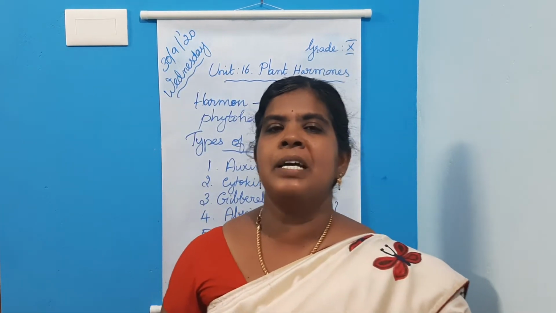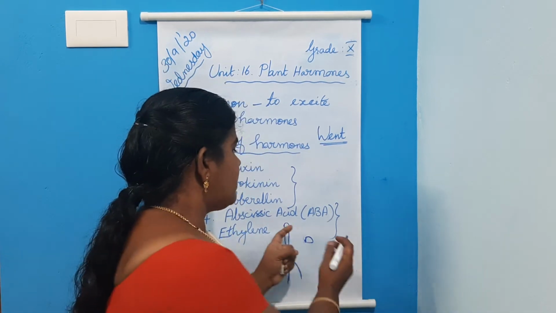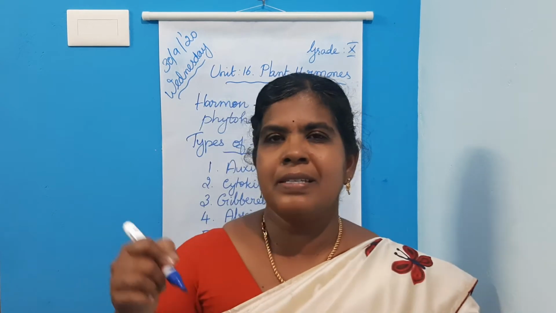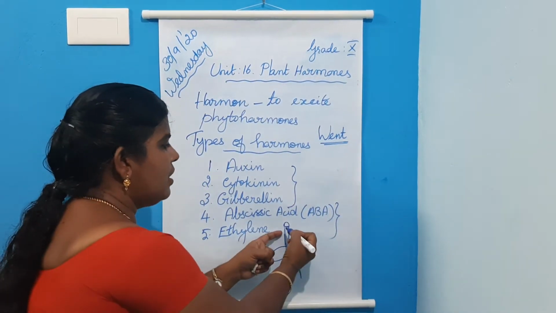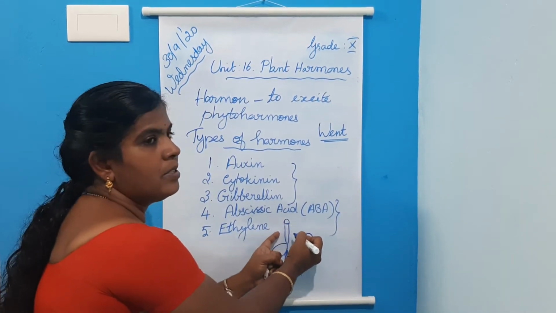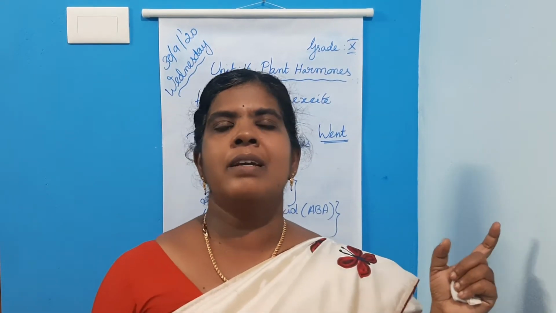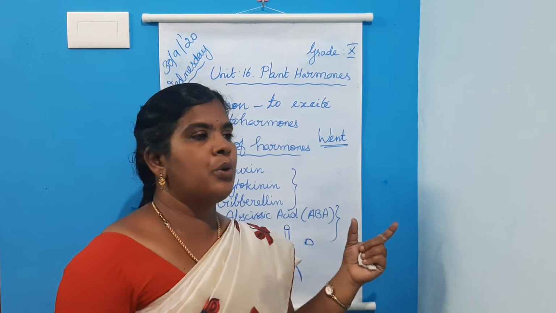From his experiment, Went concluded that a chemical diffusing from the tip of the coleoptile into the cut end is responsible for growth. He named it auxin. Auxin means to grow.